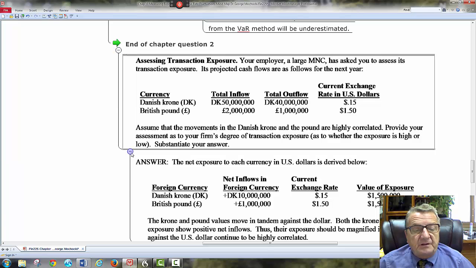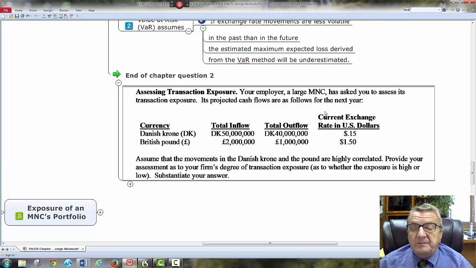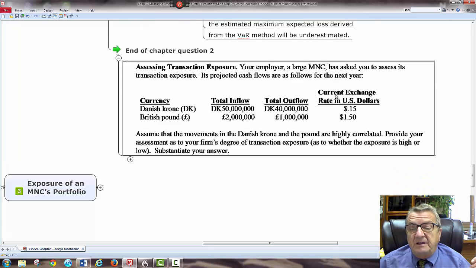I'm going to try to do some of this. I've got two of these here. Assessing the transaction exposure: your employer, a large MNC, has asked you to assess its transaction exposure. Its projected cash flows for next year are as follows, in Danish krone and British pounds. Here's the total inflow coming in, and here's the outflow, and I've converted it at the current exchange rate into dollars.